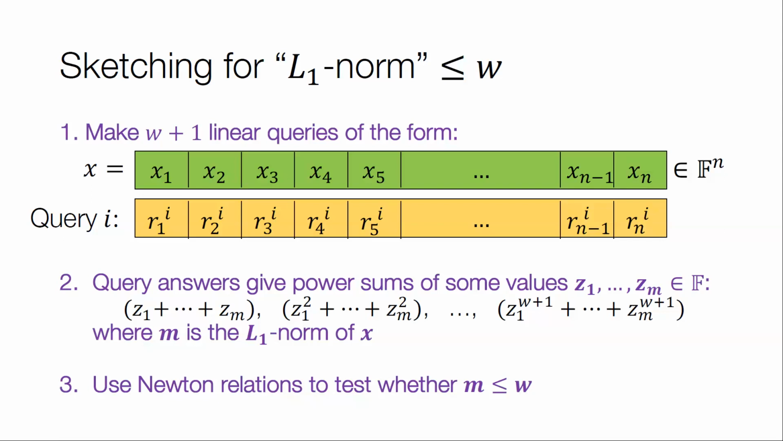So there's some z1 up to zm that look like this: the sum of the zi's, the sum of the zi squared, and the sum of the zi's to the w plus 1 power. And this number m, the number of terms in the sum, ends up being the L1 norm of the input vector. And then you can use the Newton relations to massage things that look like this into some values that let you test whether the L1 norm is bounded.